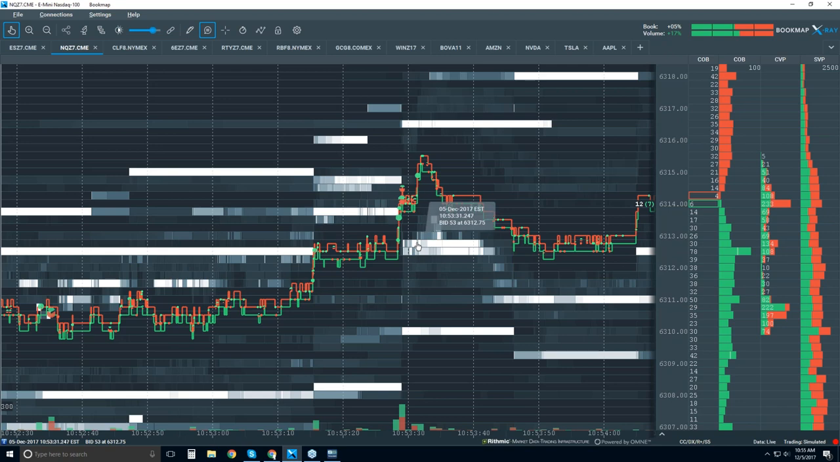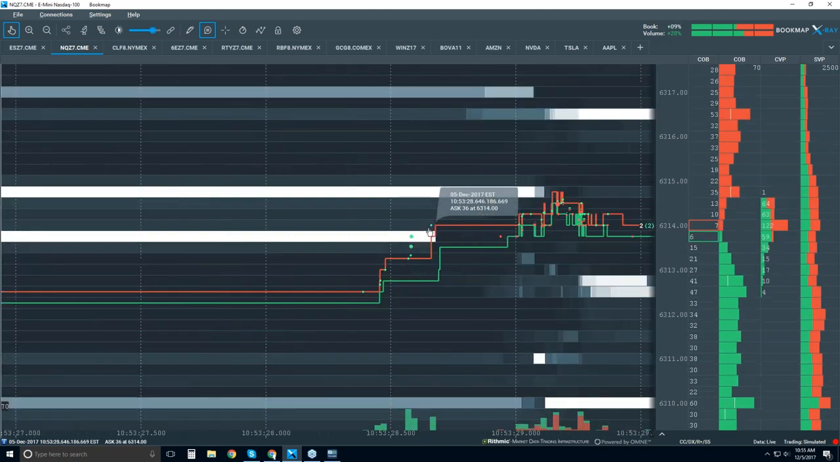It looks like their intent here is actually to lure buyers up into this area, pull the liquidity, add up into higher areas, and spoof on the other side here to try to get more orders filled at a higher area on the sell side. Now, let's zoom into this area.